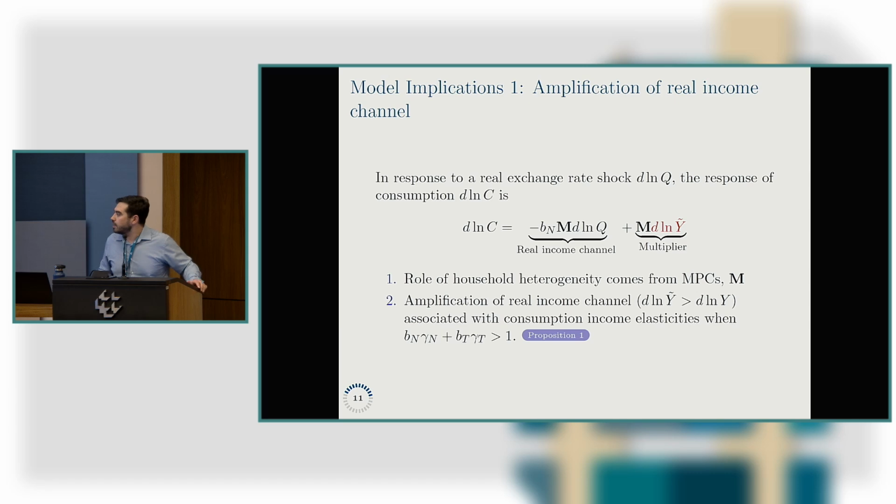The multiplier is higher than in the standard case, so the amplification of the exchange rate shock will be quite higher under those preferences. This result also allows us to understand what the difference is between a representative agent and a heterogeneous agent model. In this case, the real income channel is affected by the expenditure share in non-tradables and also by marginal propensities to consume, that is the variable M that is there.